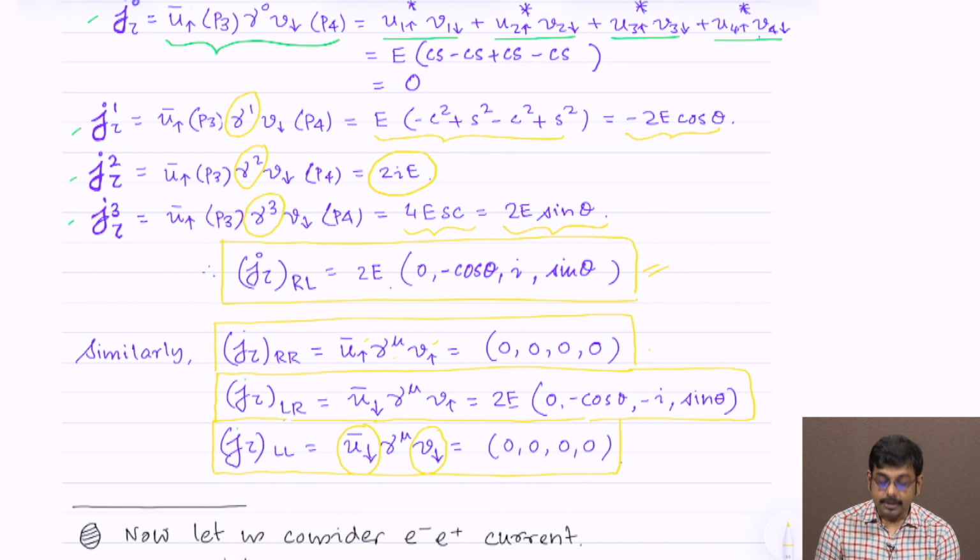So, this is the way that we could calculate the currents for the final state tau particles that are produced, and the same exercise I have to do for the electrons, and I am going to do that in the next lecture.